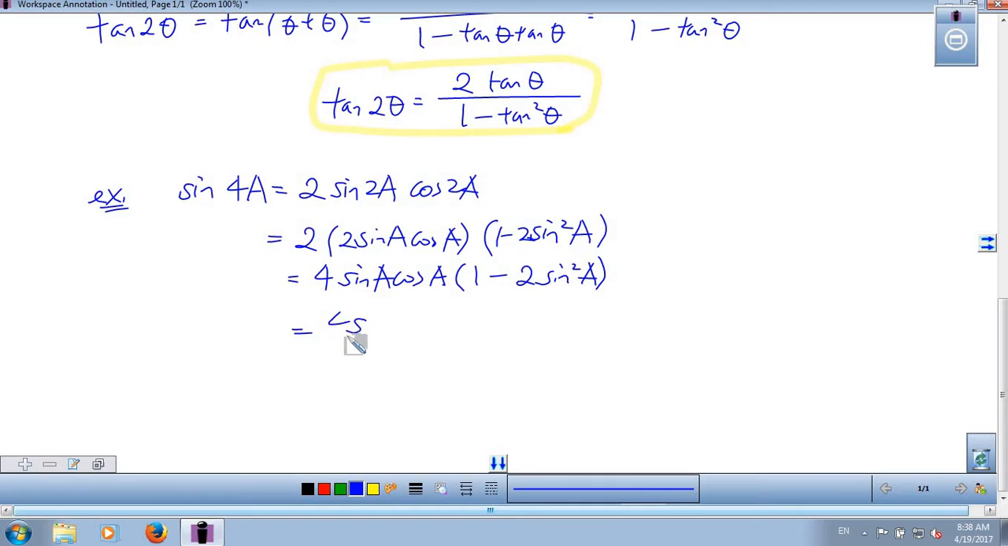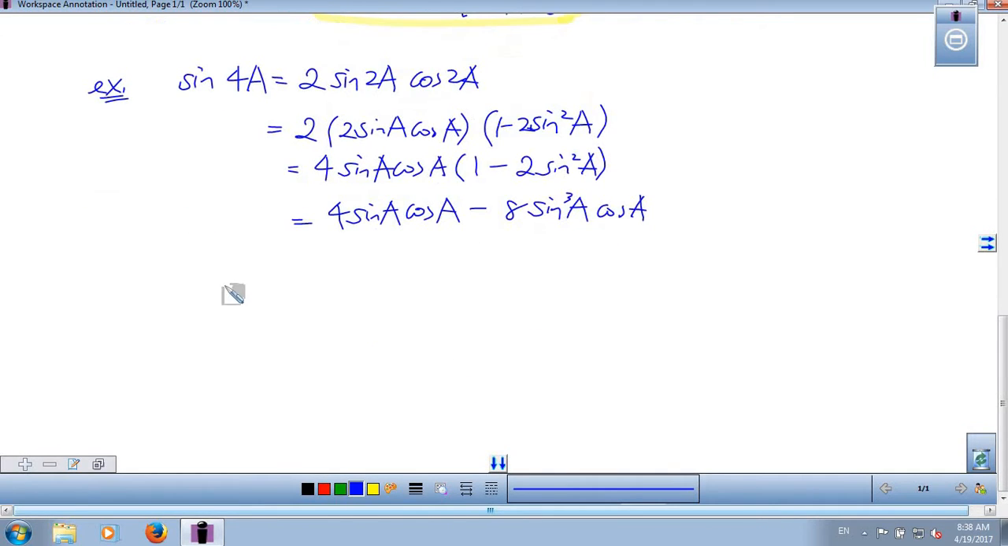Alright, and I can actually open this up. So this is 4 sine a cosine a minus 8 sine cubed a cosine a. So as you can see, we can open this up and express everything in terms of sine a and cosine a. So this is more than just a double angle formula, and we can actually do, let's say, cosine of 6a as well. Let's try this.